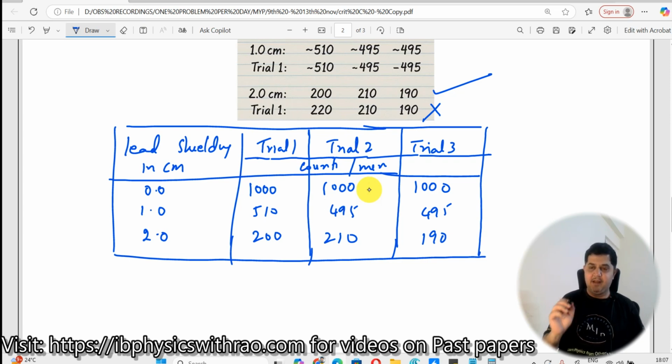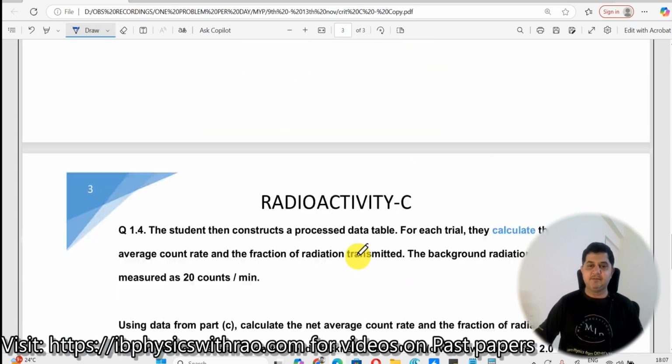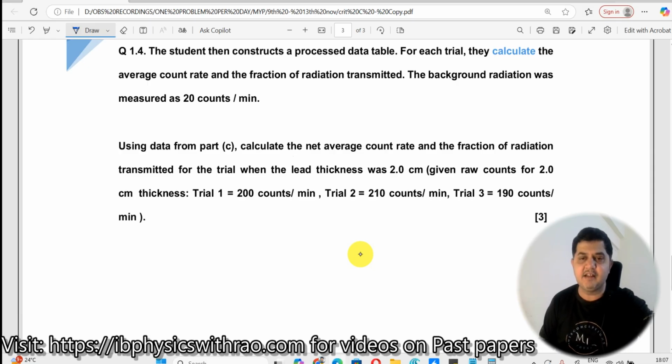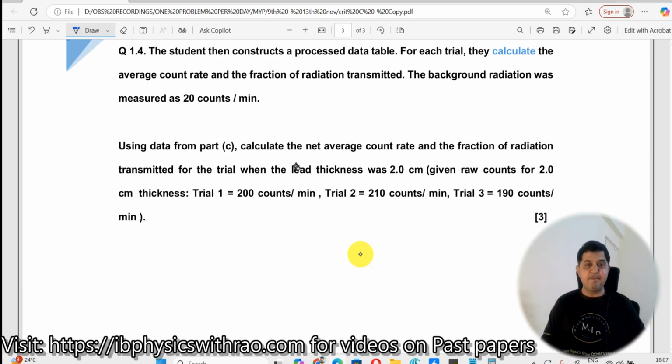Finishing this particular part. Now let me move on to the next one. The student then constructs a process data table for each trial. They calculate the average count rate and the fraction of the radiation emitted. Okay. And then the background radiation was measured as 20 counts per minute, using data from part C. So this is a background radiation. What do you mean by background radiation?